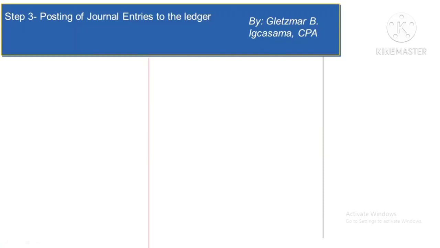In the last episode, we talked about journal entries, which is step 2 of the accounting process. Today, we're going to have step 3 and step 4 of the accounting cycle. For those who have not yet seen the previous videos, their links are in the description below. And to those who are finished, let's continue.